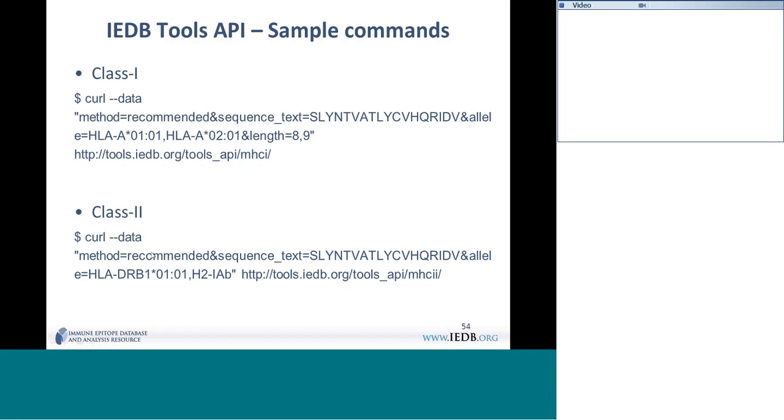And for class 2, the same method, sequence text and alleles. You can use multiple alleles here, and you don't have to specify the length. And here's the same server URL.